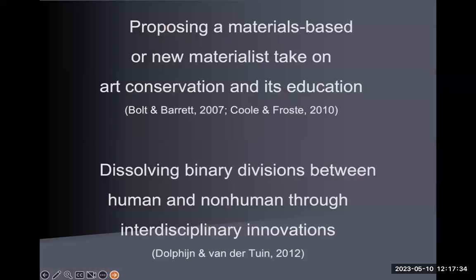This paper proposes a materials-based or new materialist perspective of art conservation and its education that acknowledges and speculates on having the other in one's skin, towards dissolving binary divisions between human and non-human through interdisciplinary innovations. Tracking art conservation processes as intra-activity between conservation treatments, humans, and art object materials enlivens these undertakings as beings made up of materials that themselves have agency, with the ability to cause specific affects.